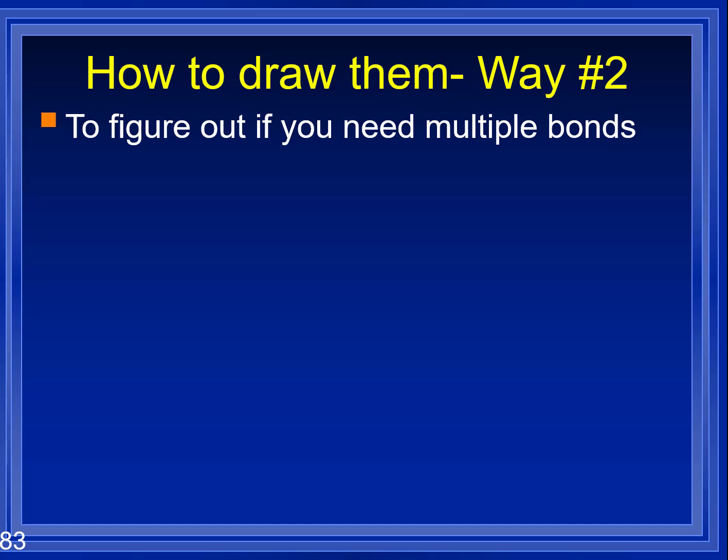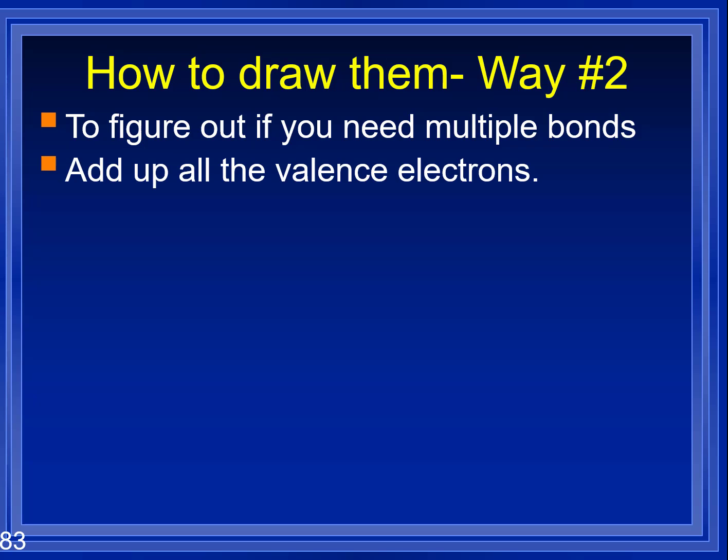Step number one, add up all the valence electrons you have available to work with, the total number of dots you're going to draw when you're done. We're going to call this, creatively enough, the have number, because that's how many electrons you have. When you're done, you have to have that many dots.